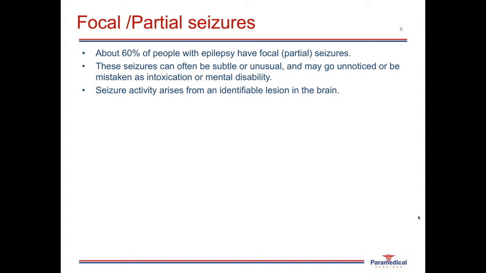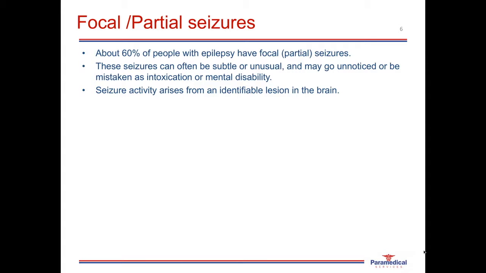Seizure activity arises from an identifiable lesion inside the brain. A brain lesion refers to any type of abnormal tissue on the brain. Examples of this can be tissue that has undergone traumatic injury or been altered due to severe infections. It can also be a result of vascular abnormalities or genetic abnormalities, to name a few.